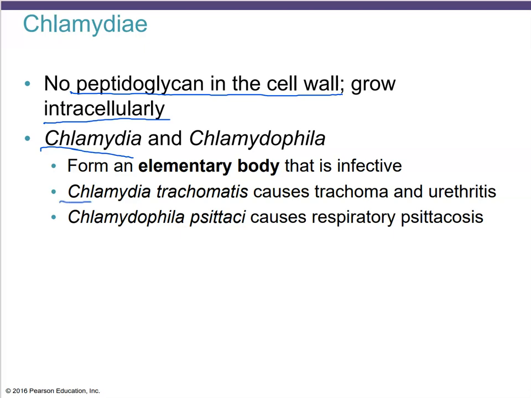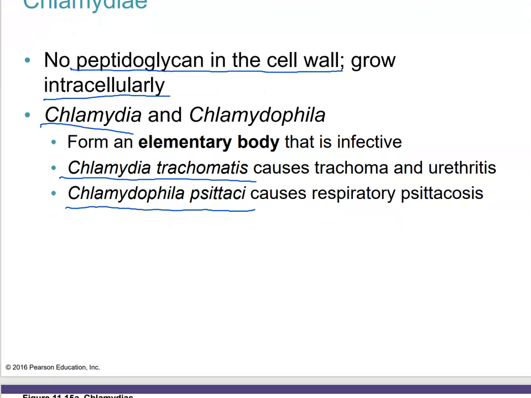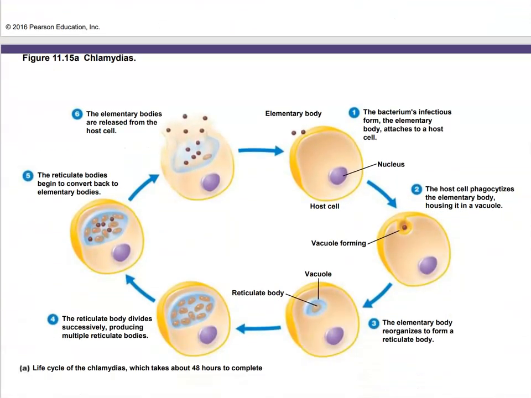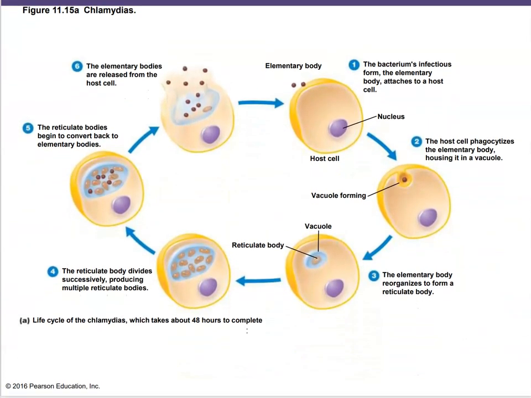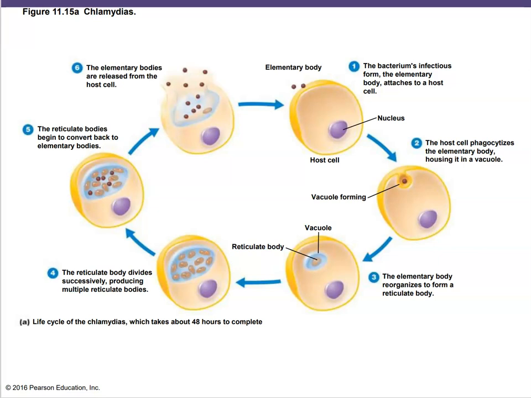Here we have Chlamydia trachomatis, and that's the cause of trachoma and urethritis. And then we have Chlamydophila psittaci. That's the cause of respiratory psittacosis, parrot fever. Here's sort of this life cycle. You can see how, so basically two different versions of the chlamydia bacteria.